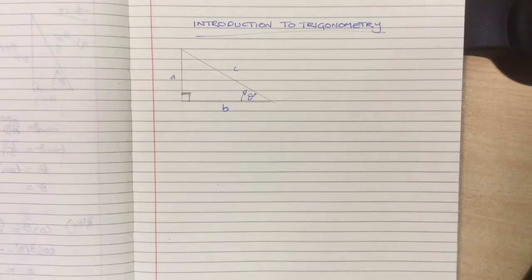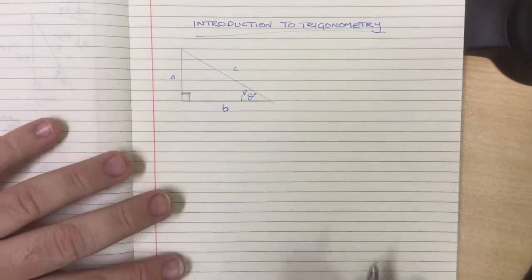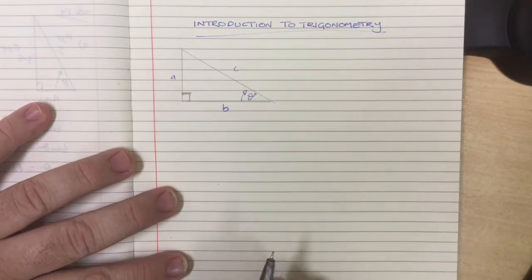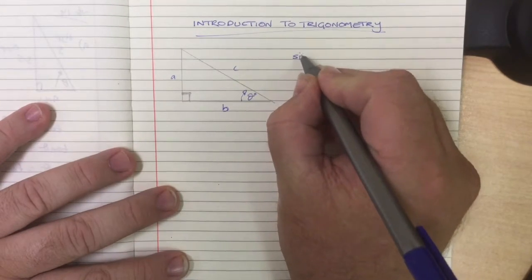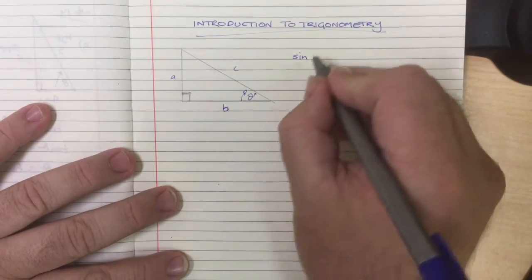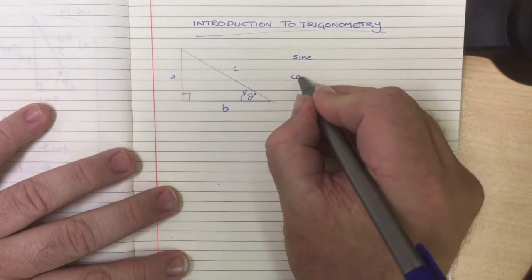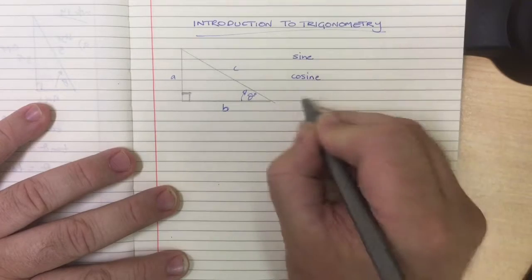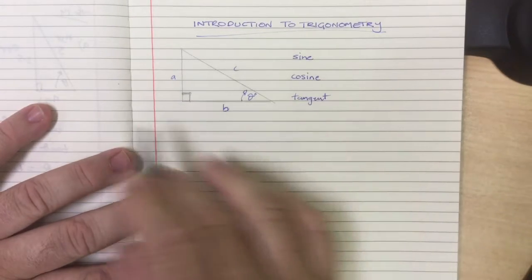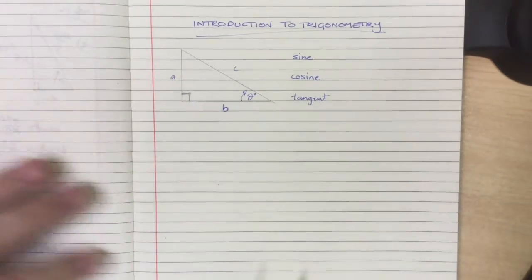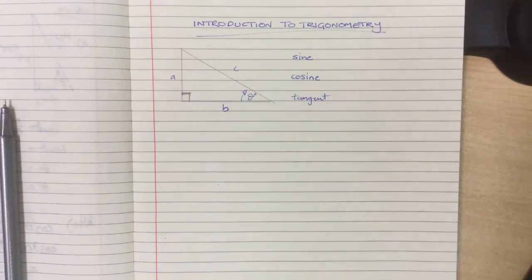So trigonometry is particularly revolving around three ratios, and then there's a few variations on those different ratios. We have the sine ratio, we have the cosine ratio, and we have the tangent ratio. And it's about how these sides interrelate to each other and the angle associated with those.